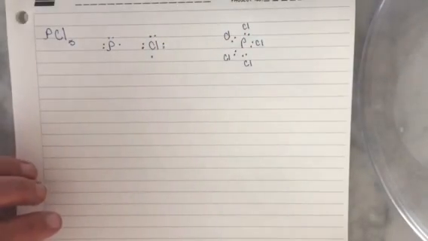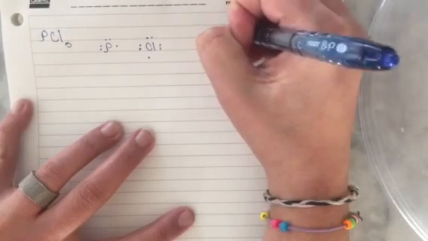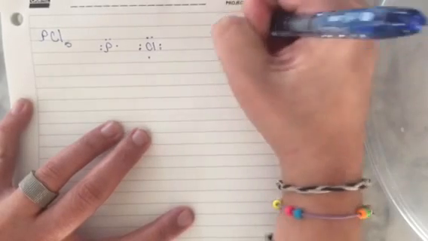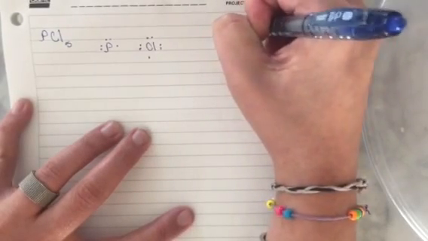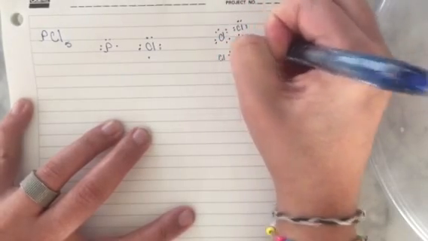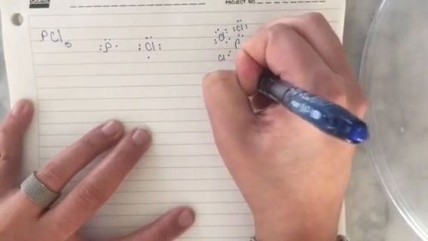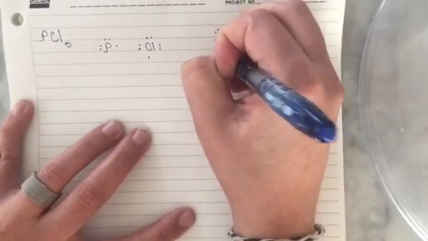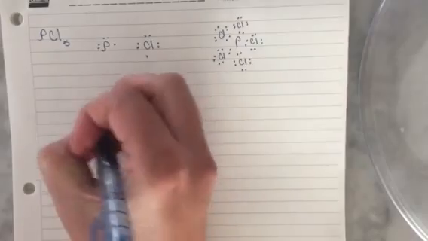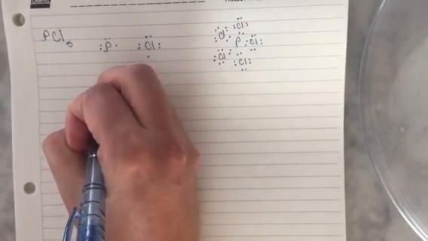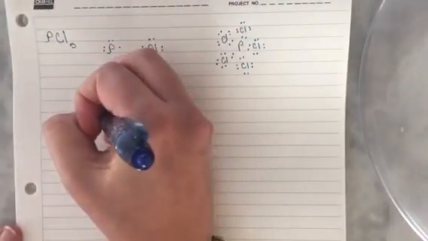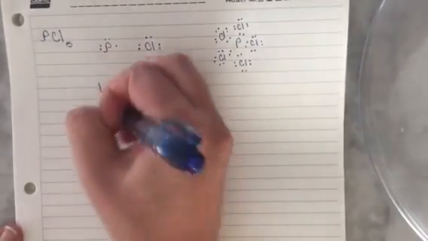And phosphorus is a little bit bigger, so it can have 10 electrons on its shell, especially when it's sharing all of those. It doesn't always have them. And then you have your other 3 electron pairs on each chlorine. Your line drawing on that is a trigonal bipyramidal. So think about 2 pyramids stacked on top of each other.